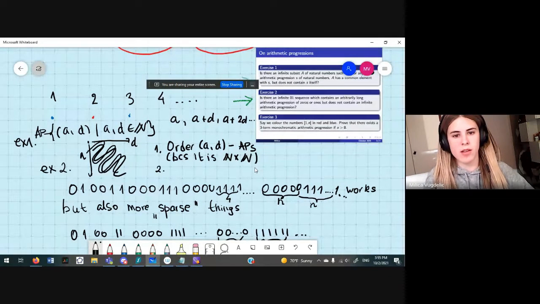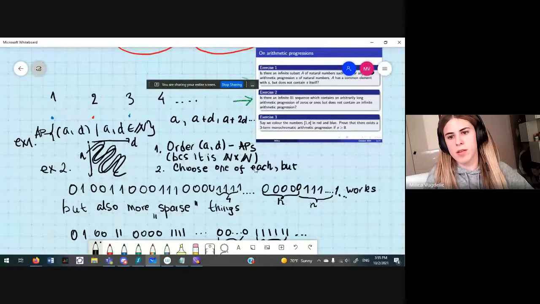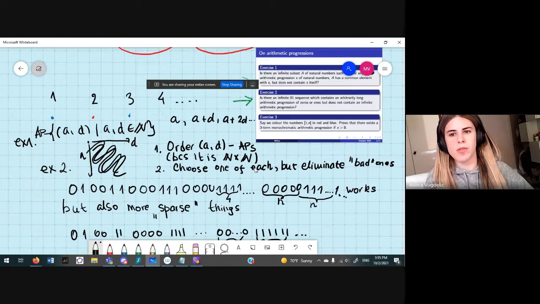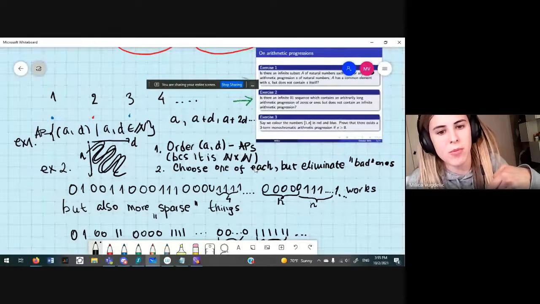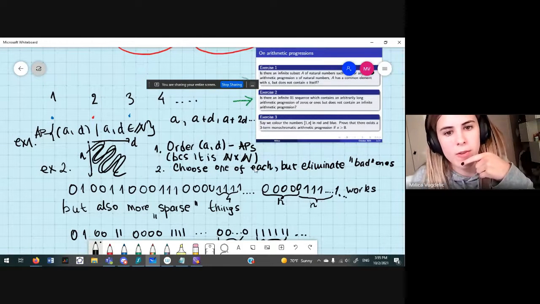And then choose one of each, but eliminate bad ones. This was not my idea about just choosing them randomly, but as I understood, you would only have finitely many that don't work, and you have infinitely many each time you choose, so you would always find one.